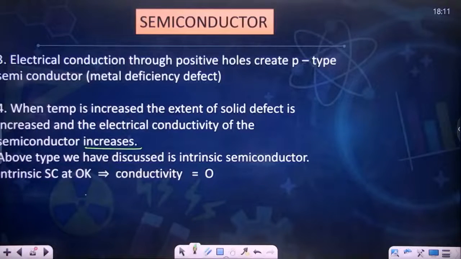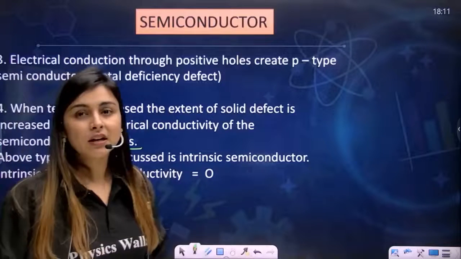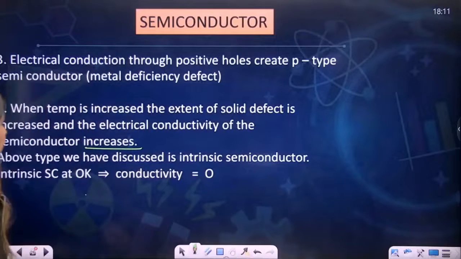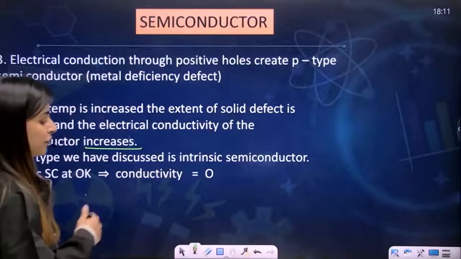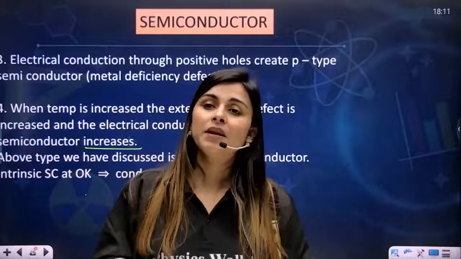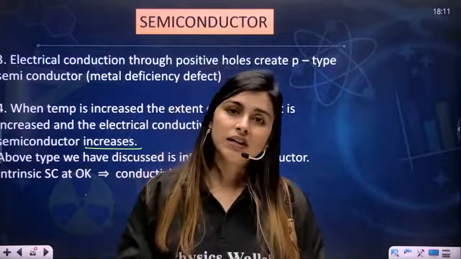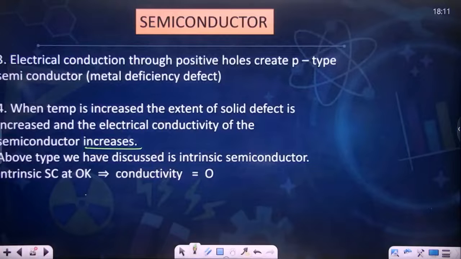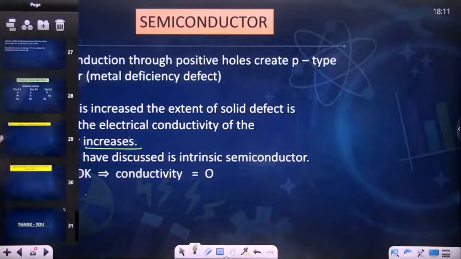The type we have discussed above is intrinsic semiconductors. These are the intrinsic semiconductors. When you dope them, they are your extrinsic semiconductors. Intrinsic semiconductors at 0 Kelvin, conductivity will be 0. If you are not providing any heat, their conductivity will be 0. If you provide them heat, then they'll conduct electricity. Okay. Perfect. Please write it down. I hope you've written it.